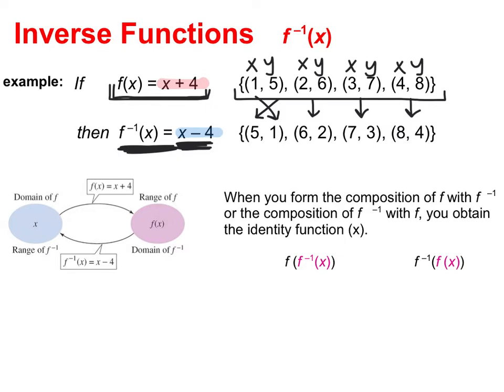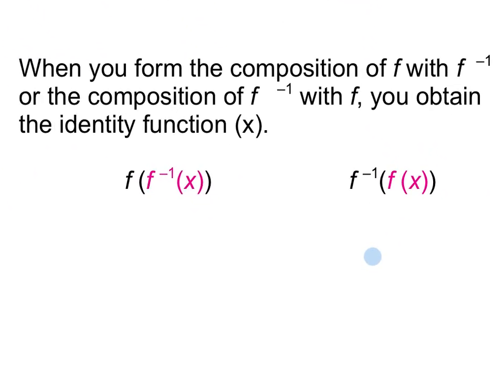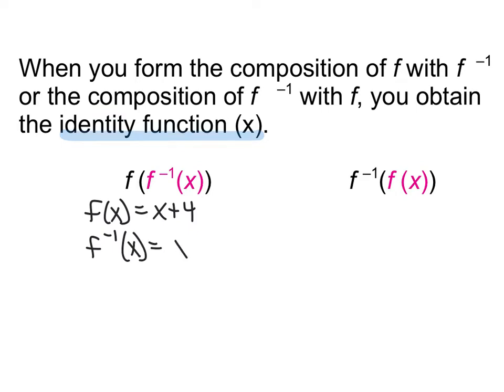Here's how we check and make sure that those are in fact inverses. And that's right in this section here, so I'm going to zoom in. When you form the composition of f, which is your original function, with the inverse, f to the negative 1, and then vice versa, you obtain the identity function x. So let's look at that in this example. I'm just going to rewrite what we had written above. We said f of x is x plus 4, and f to the negative 1 of x, the inverse, was x minus 4.